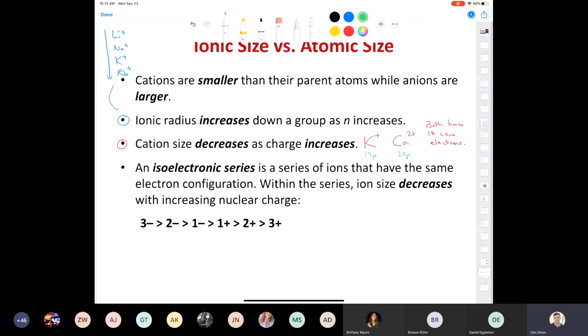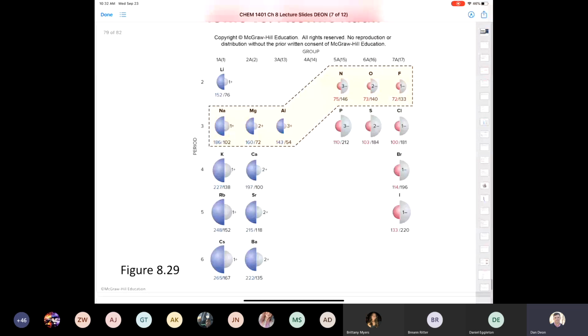All right, cool, good. Okay, so it says here, an isoelectronic series. An isoelectronic series is a series of ions that have the same electron configuration, but the ion size is going to decrease with increasing nuclear charge, right? So the higher nuclear charge we have, the smaller the ion will be. Another way we can think about this is if we have an anion, the electrons are going to repel each other. So let's take a look at what happens as we go across a period, or sorry, as we go across a group here that are all isoelectronic.